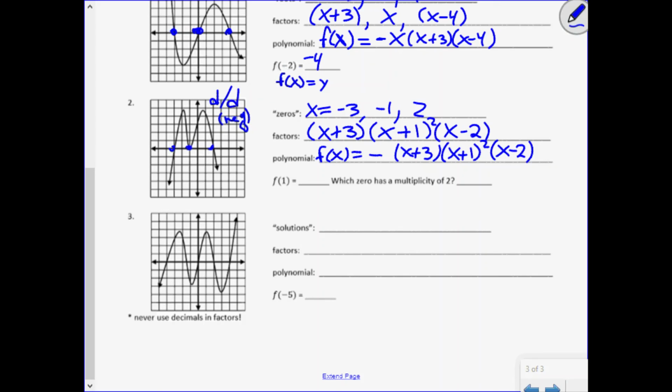So I pull all that information together. Alright, so once again, f of 1, you're going to go to 1 on the x-axis, and tell me what the y value would be on the graph.